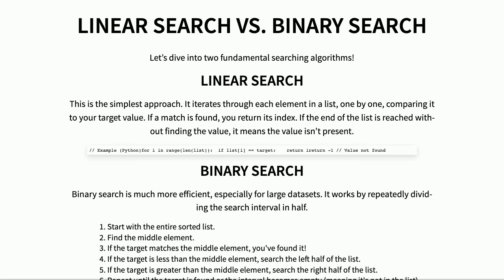We'll start with linear search. It's really straightforward. You just go through each item in a list one by one until you either find your target or reach the end. It's simple to understand, but can be slower if the list is huge.